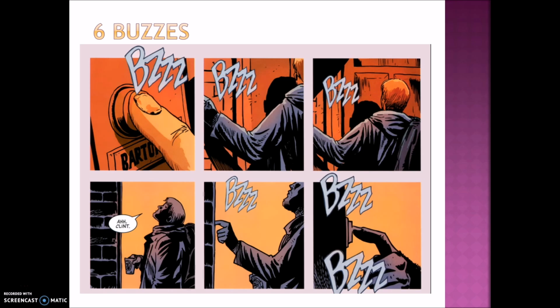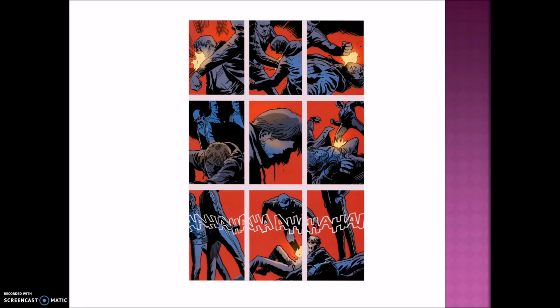The act of the doorbell ringing is repeated among the many panels. The artist could have spared us the details and only showed Barney ringing the doorbell twice, but Barney is desperate, so all 6 times he rings the doorbell are drawn. Each attempt hopes that his brother will respond.